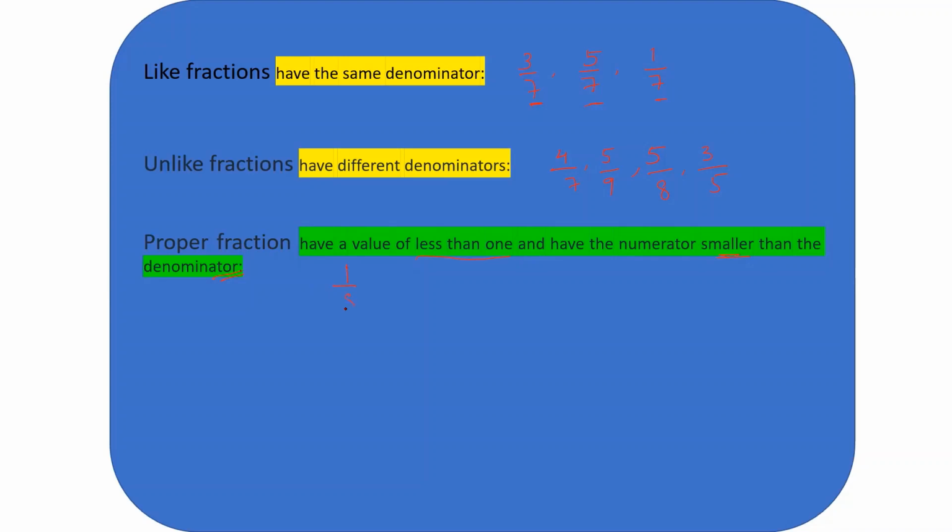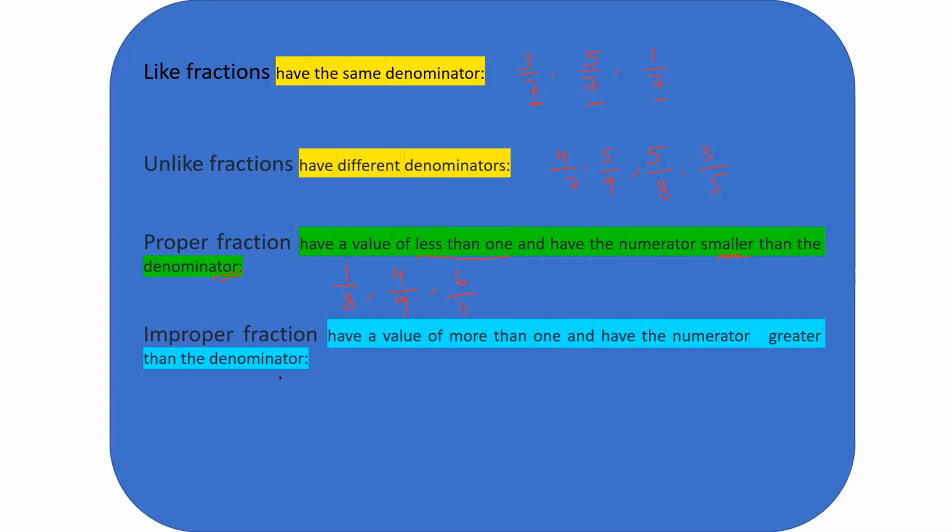1 by 8. Numerator is less than the denominator. 4 by 9. Numerator is smaller than the denominator. 6 by 11. Numerator 6 is smaller than the denominator. These are the examples of proper fractions.